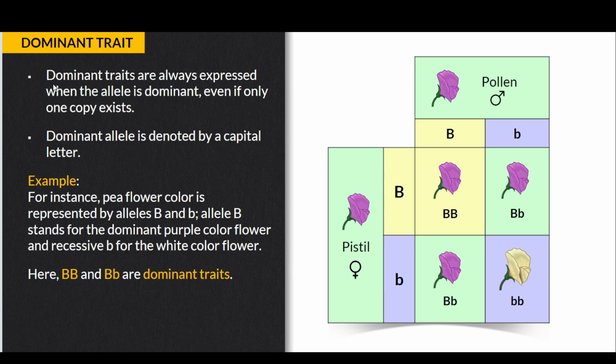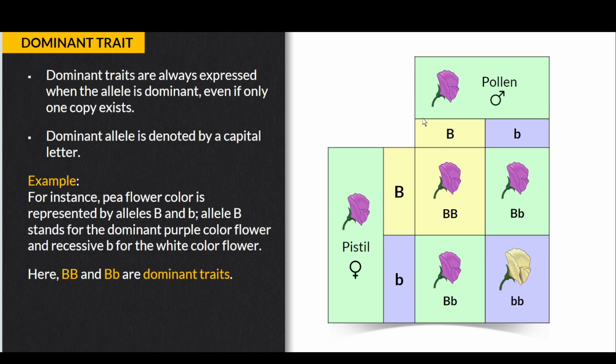What is a dominant trait? Capital B and small b. Are they both dominant, capital and small? That means you are getting nothing.